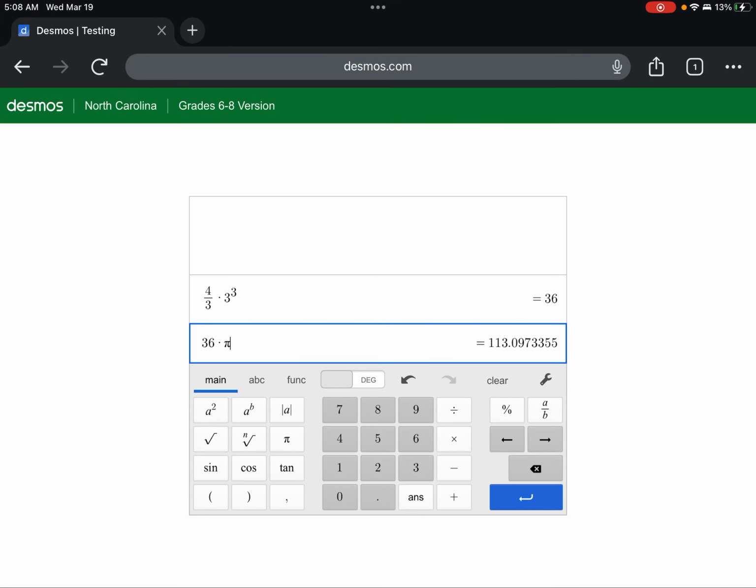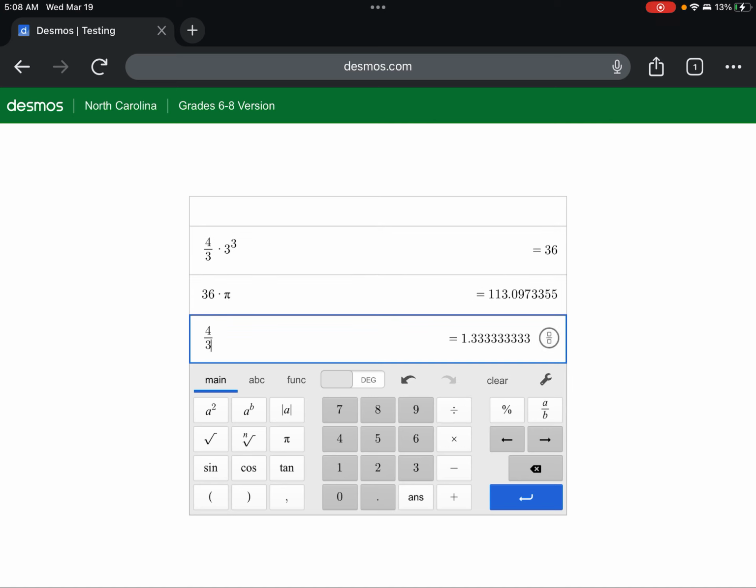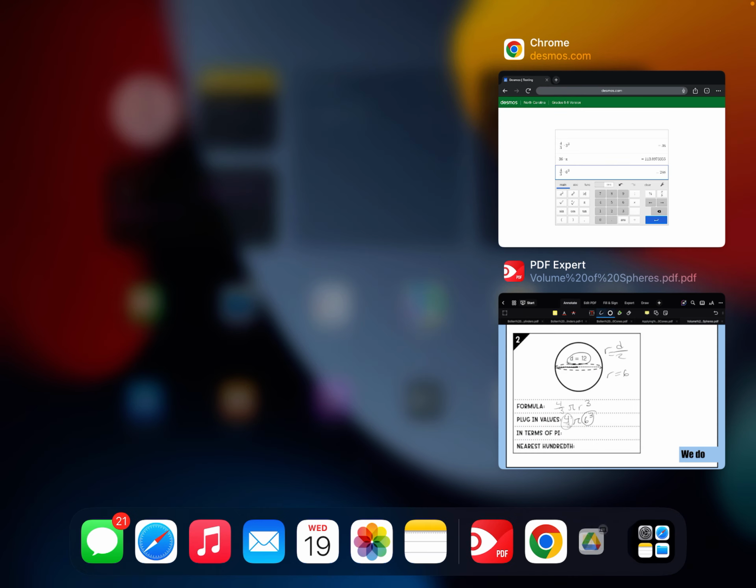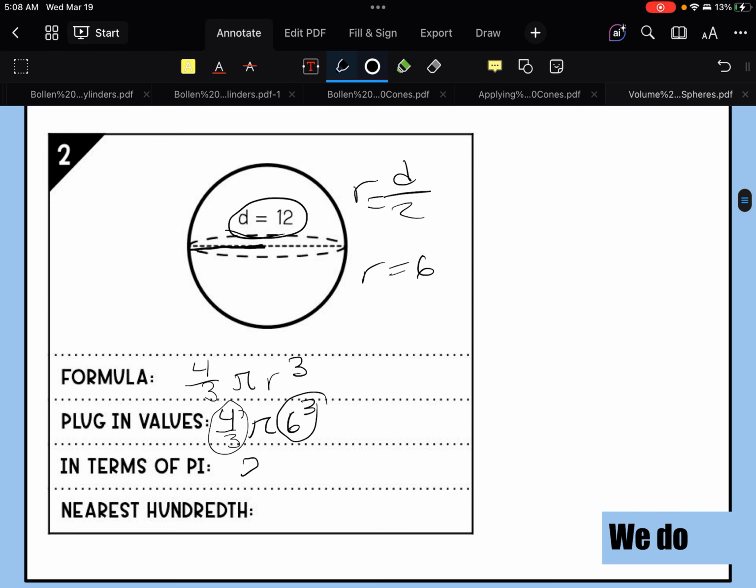So we're going to go to our Desmos calculator and enter 4/3 times 6 cubed. We're going to get 288. So we know that this is going to be 288 times pi.